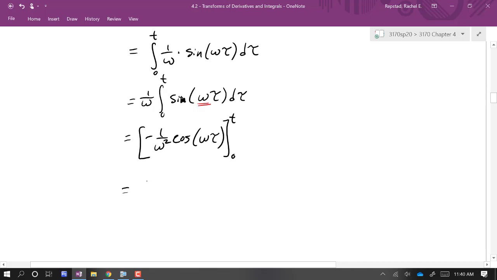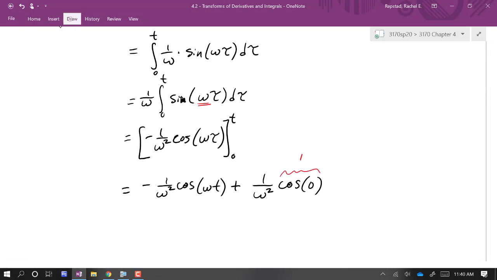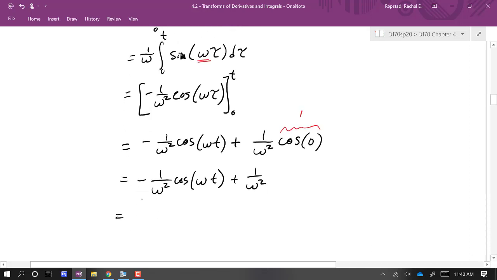Alright, so if we plug in our limits, we get a negative 1 over omega squared cosine omega t minus, and it's going to be minus negative, so plus 1 over omega squared cosine of 0. Cosine of 0 is 1, so we get negative 1 over omega squared cosine omega t plus 1 over omega squared. We could leave it that way, but what I like to do is factor out 1 over omega squared, and inside 1 minus cosine omega t. So there's our function f of t.